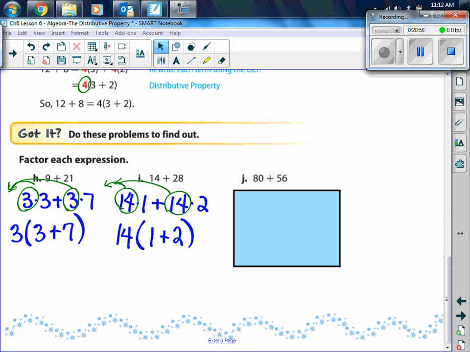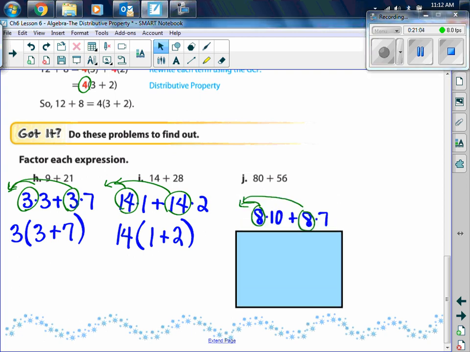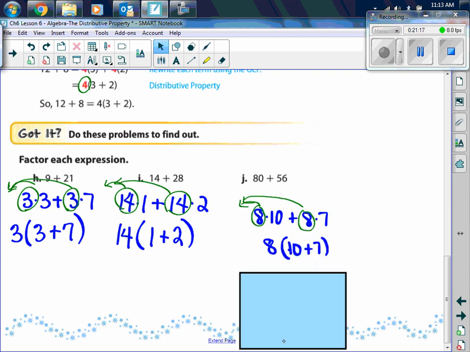So for problem J, the greatest common factor there is 8. So here, we have 8 times 10, that's equal to 80. And we have 8 times 7, which is equal to 56. And now we can take the 8 and put that on the outside of the parentheses. So here, the factored form would be 8 times a quantity, 10 plus 7.